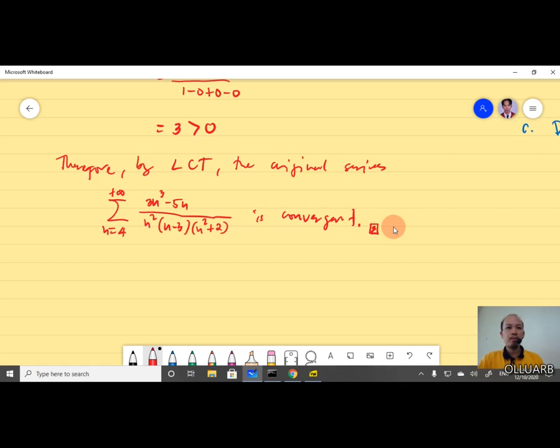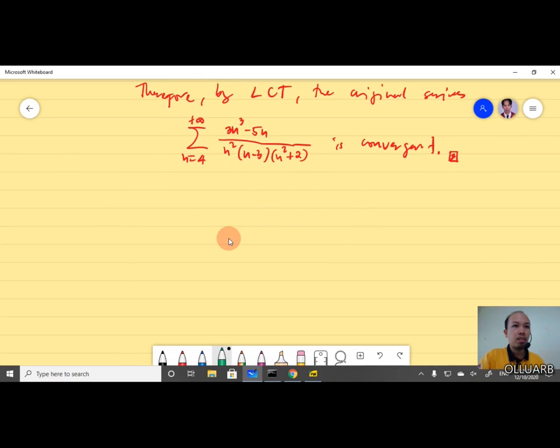Okay, so that's our second example. For example number 3, we have this problem: the summation of ln of n over n raised to the power of 3 halves, where n starts from 1 to positive infinity.